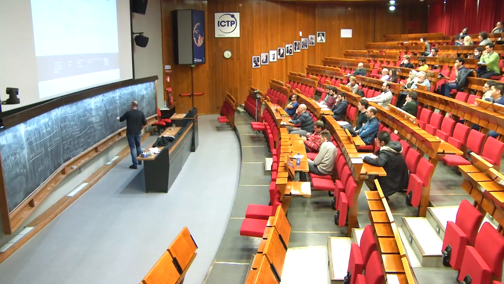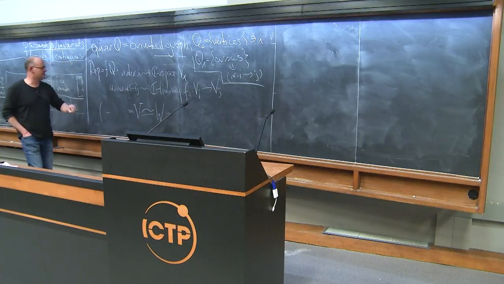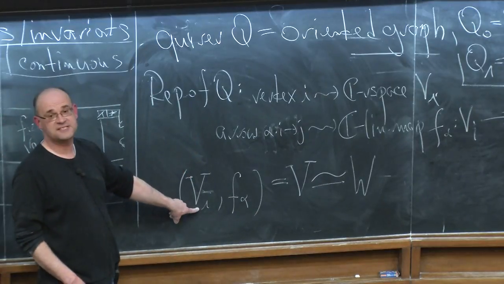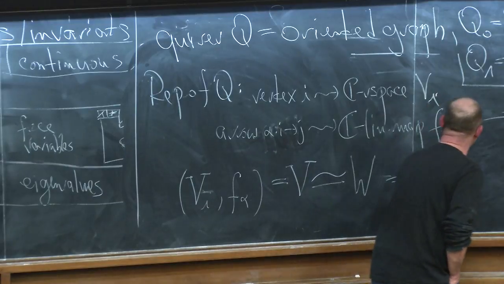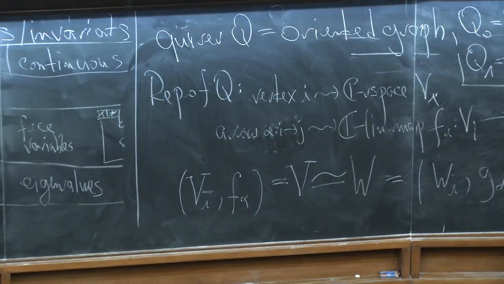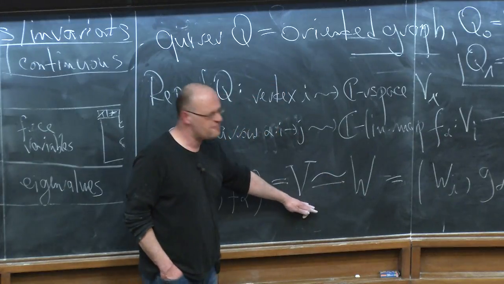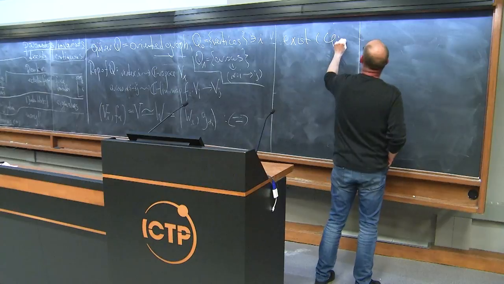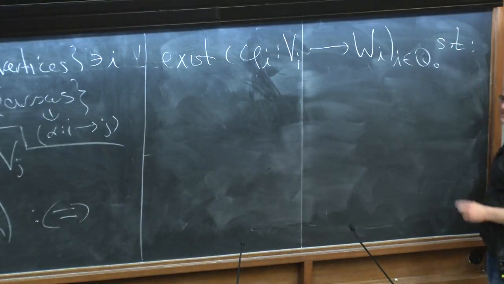Now let's take two such representations, V and W. And I want to define when they are equivalent or isomorphic. Well, this V, what does it mean? V is made up of all the vector spaces V_I and all the linear maps F_alpha. One vector space for every vertex, one linear map for every arrow. And the W is also made up of vector spaces W_I and linear maps G_alpha. So now I want to define what it means for them to be equivalent or isomorphic as follows. Namely, it should be possible to get W from V by base change. So there exist maps, a system of maps phi_I from V_I to W_I, such that the following holds.